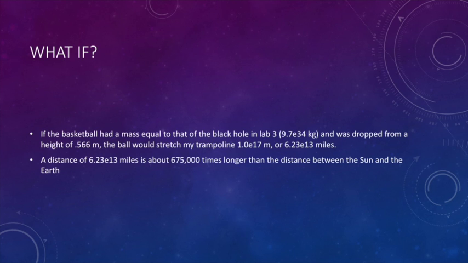Finally, as an exercise in extremely unrealistic physics, let's consider what would happen if the basketball's mass was equal to that of the black hole used in Lab 3, 9.7 times 10 to the 34th power kilograms. Let's imagine that this takes place in a parallel universe where the only two objects that exist are the basketball and my trampoline, and there's a universal gravitational constant of 9.8 that pulls the ball toward the trampoline. If the ball was dropped from the same height that the basketball was in the experiment, and if my trampoline was invincible and could be infinitely stretched, the energy principle tells us that the ball would stretch my trampoline a distance of 1 times 10 to the 17th meters, or 6.23 times 10 to the 13th miles. This distance is about 675,000 times longer than the distance between the Earth and the Sun.